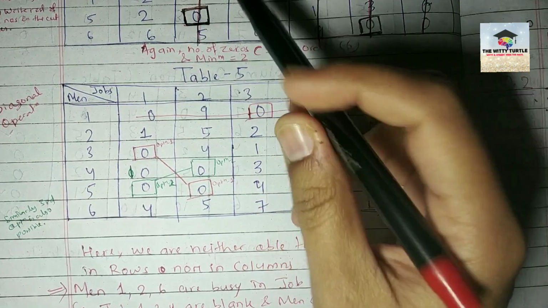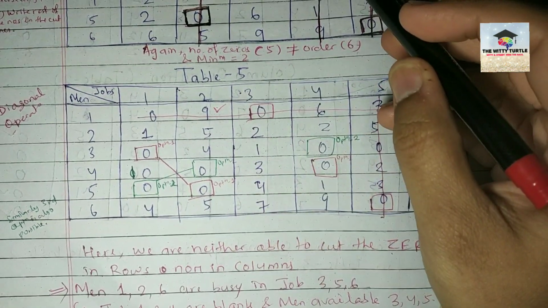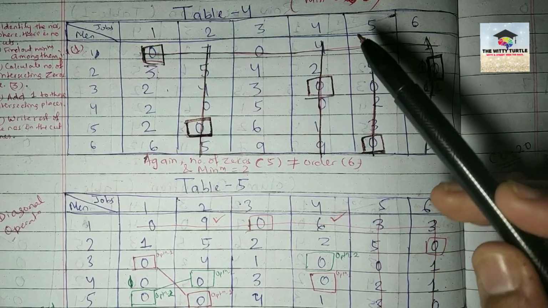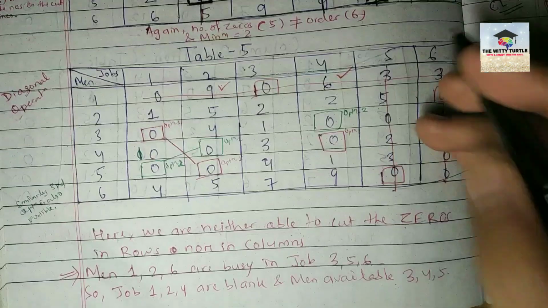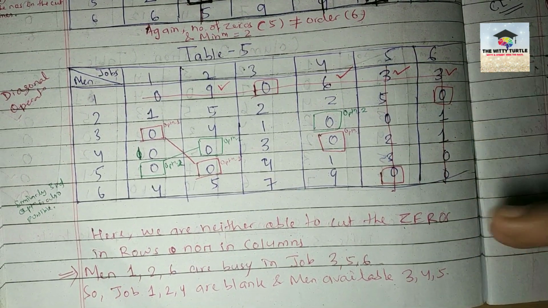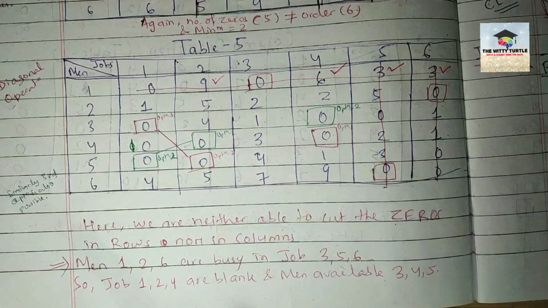Your minimum number is 2. So 7 plus 2 equals 9. 4 plus 2 equals 6. Then your 1 plus 2 equals 3. Then similarly 1 plus 2 equals 3. Right? So now your entire table is ready.